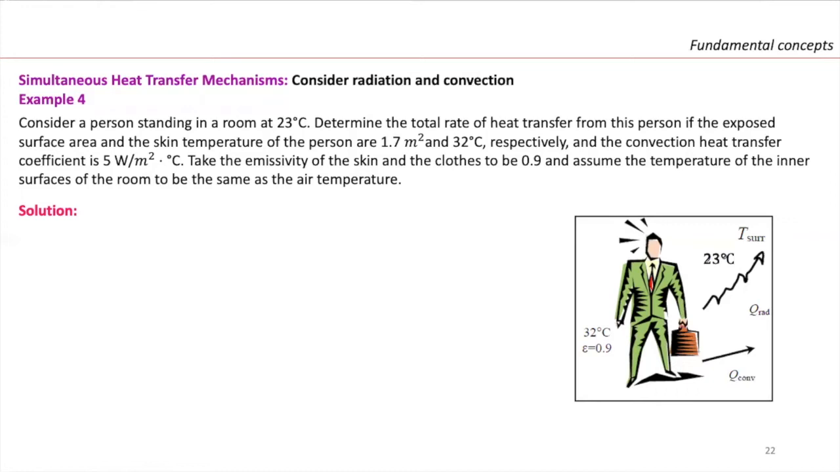So we have, again, a person standing in a room at 23 Celsius, and we are going to determine the total rate of heat transfer from this person if the exposed surface area and the skin temperature of the person are 1.7 meters squared and 32 Celsius, respectively. And the h value, the convective heat transfer coefficient that we use in Newton's cooling law, is 5 watt per meter squared Celsius. Take the emissivity of the skin and the clothes to be 0.9. That is our epsilon for radiation, right? And assume the temperature of the inner surfaces of the room to be the same as the air temperature.